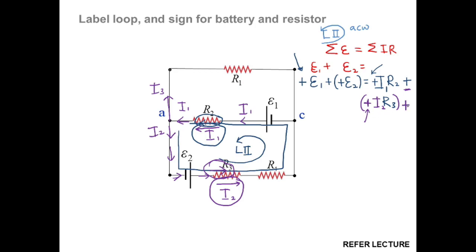The last one, we add R4. Same as I3, the current flow is I2. So I2 is positive because it is in the same direction as the loop. So we have already assigned all the products of I and R with the correct sign convention.